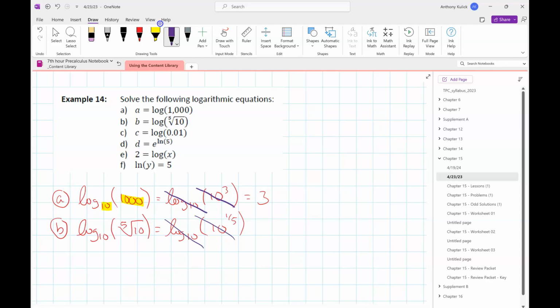So log base 10 cancels with exponent base 10. We're left with 1/5. Again, it's just written regular old log.